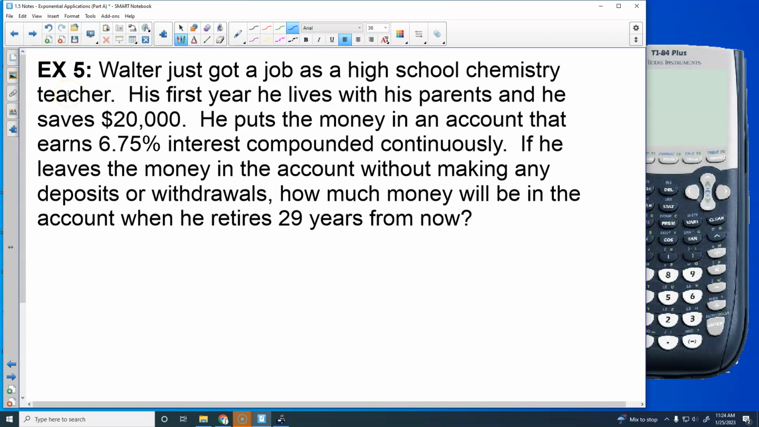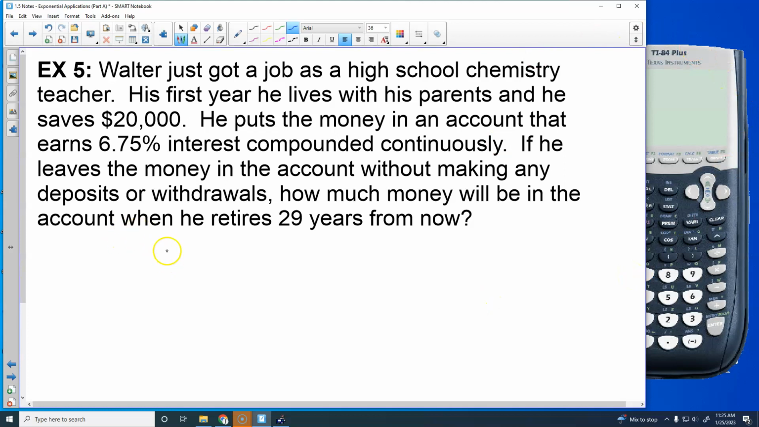Walter just got a job as a high school chemistry teacher. His first year, he lives with his parents, and he saves $20,000. He puts the money in an account that earns 6.75% interest compounded continuously. If he leaves the money in the account without making any deposits or withdrawals, how much money will be in the account when he retires 29 years from now?